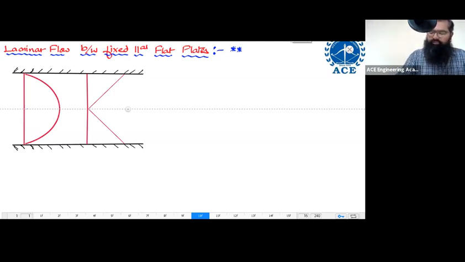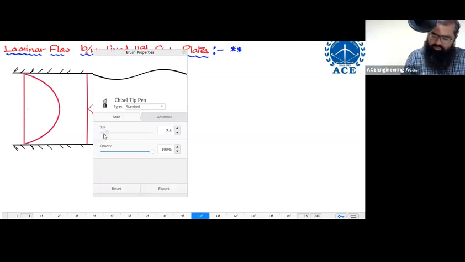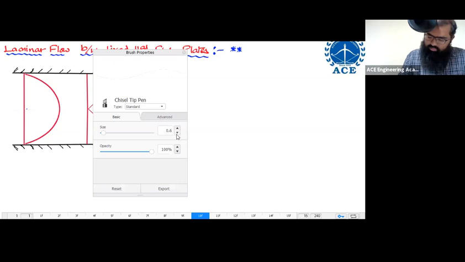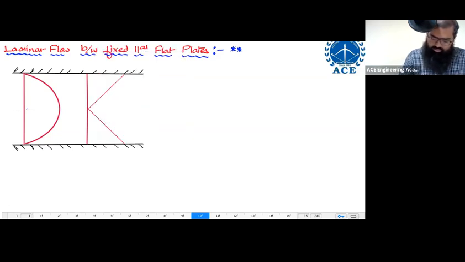One second. Let us say this is the center line.